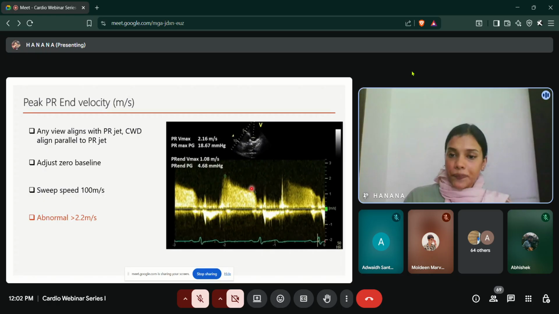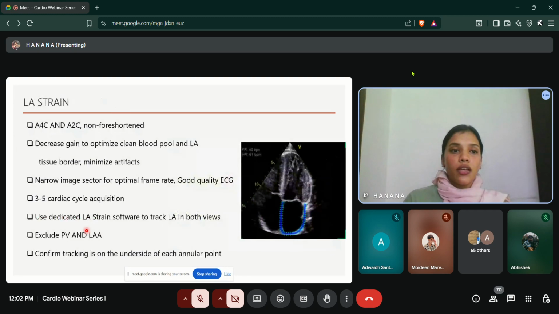So this is the end velocity for the PR, and you should measure it using a caliper. If the value is greater than 2.2 meters per second, it is an abnormal value.